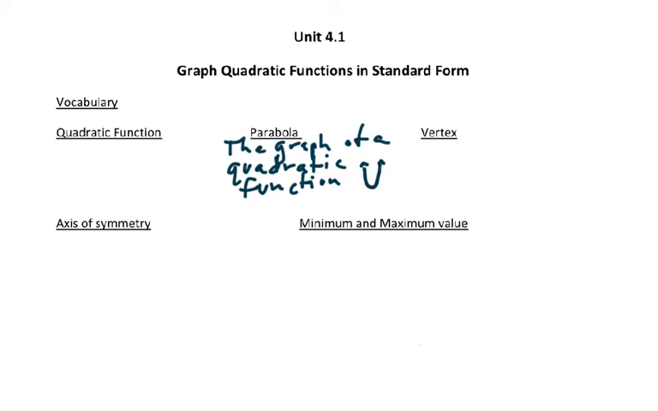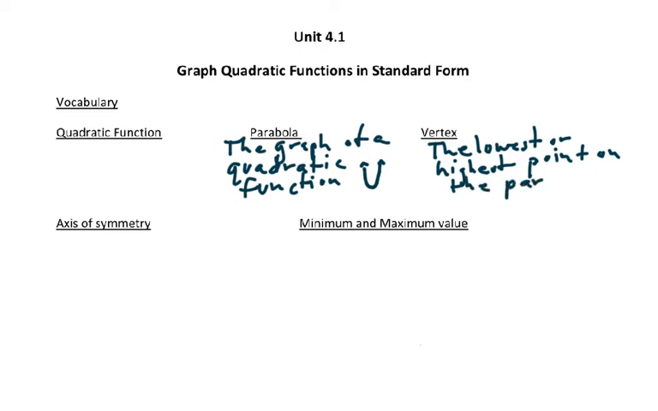The vertex of the parabola. The vertex is the lowest or highest point on the parabola. So if I go back to my picture before, this would be the vertex point. It's the lowest point of the parabola. And if the parabola faced down, it would be the highest point of the parabola.